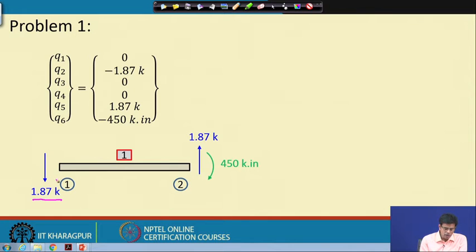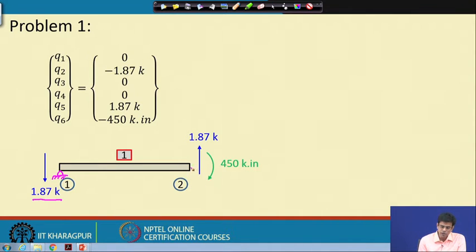If you look carefully, the support at node 1 was a roller support. A roller support means the moment has to be 0. So, this coincides with our finding.